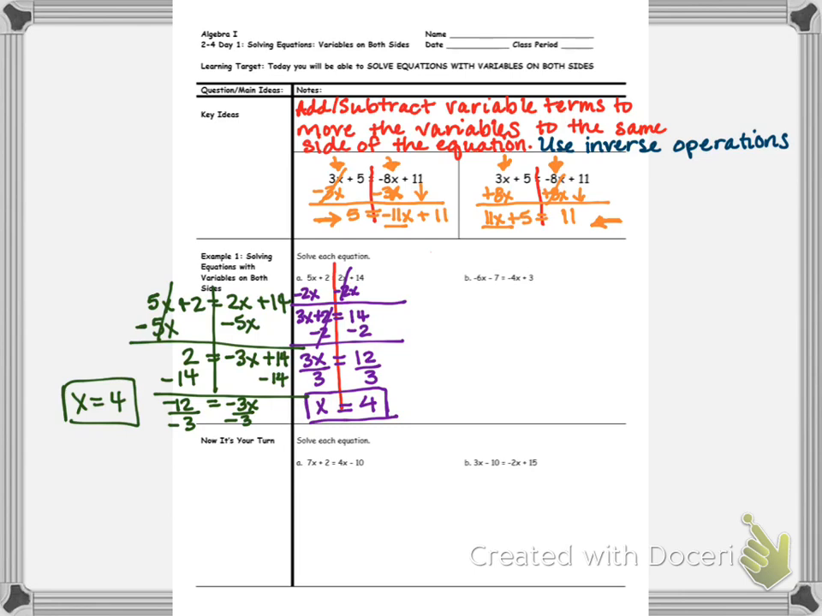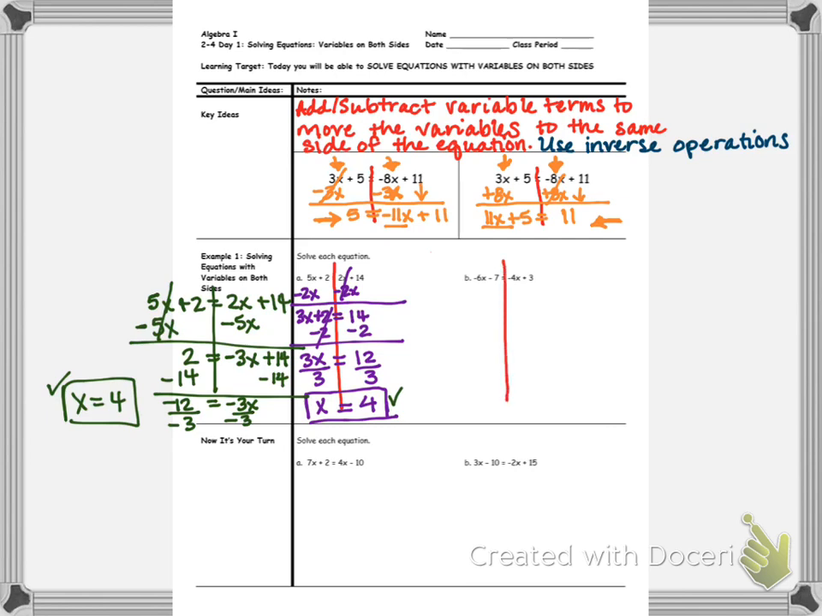So if you notice, that's positive 4, this is positive 4. So that should show you it doesn't matter which side you move it to. As long as all of your steps are mathematically sound and correct, you're going to get the same answer no matter which way you move it. That's why I really like working with these, because either way you're going to get the correct answer.